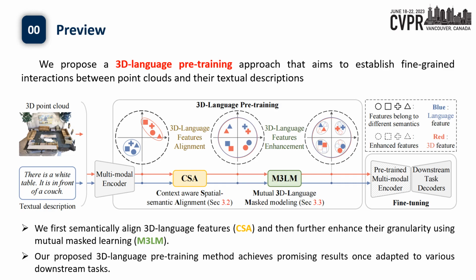We first semantically align 3D language features and then further enhance their granularity using mutual masked learning. Our proposed 3D language pre-training method achieves promising results once adapted to various downstream tasks, including 3D visual grounding, 3D dense captioning, and 3D question answering.